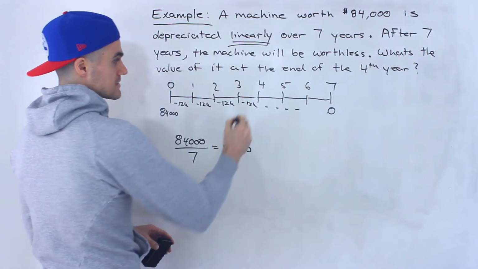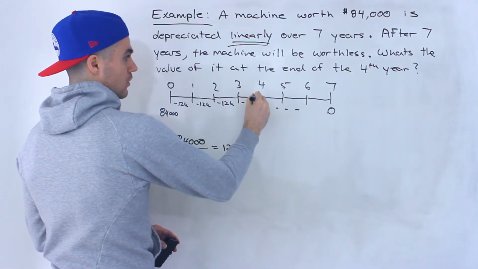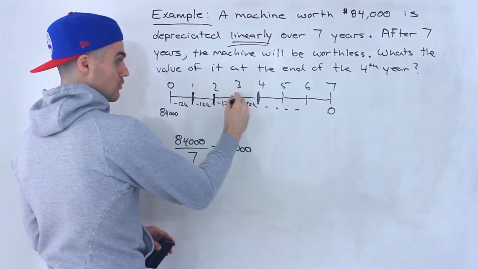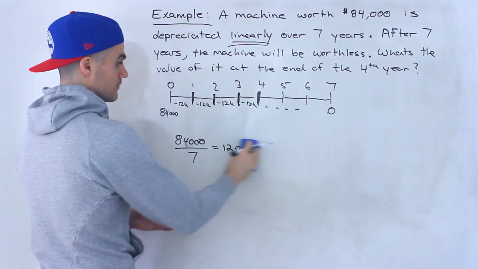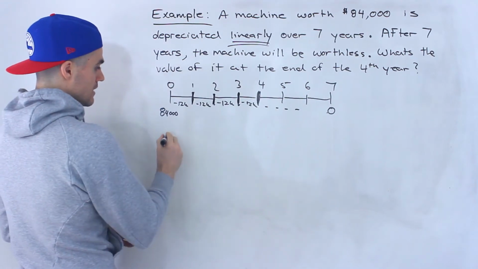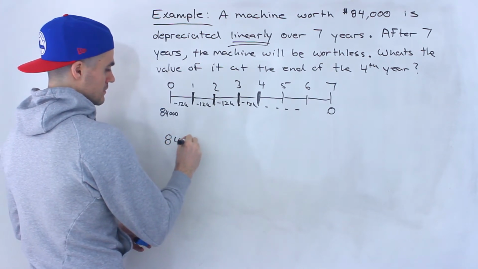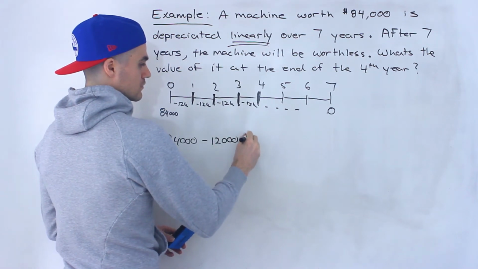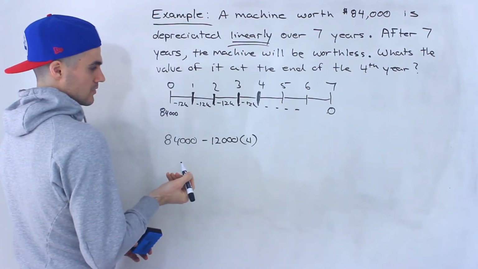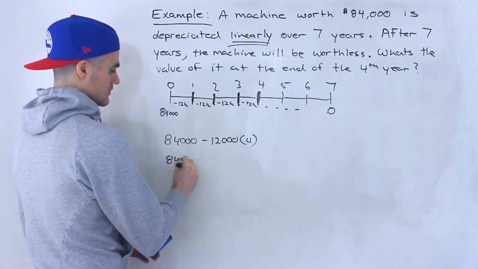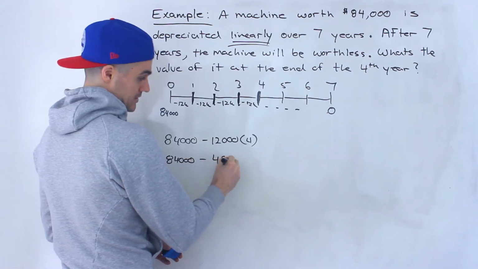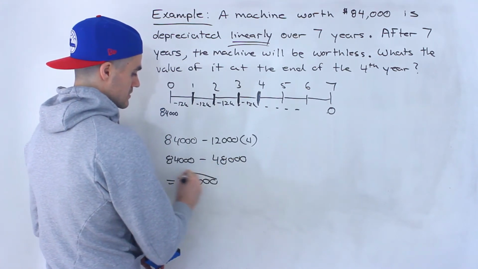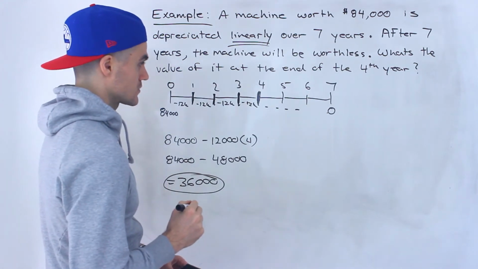If you continue that pattern, you would end up getting to 0 at the end of the 7th year. And they're asking, what's it worth at the end of the 4th year? This is the end of the 1st year, end of the 2nd year, end of the 3rd year. This is the end of the 4th year. And so notice, it started at 84,000, and then we're just subtracting 12,000 4 times. Right? So we would have 84,000. It's lost 48,000 in 4 years of value. And so we would end up with 36,000. So that's the answer to this question.